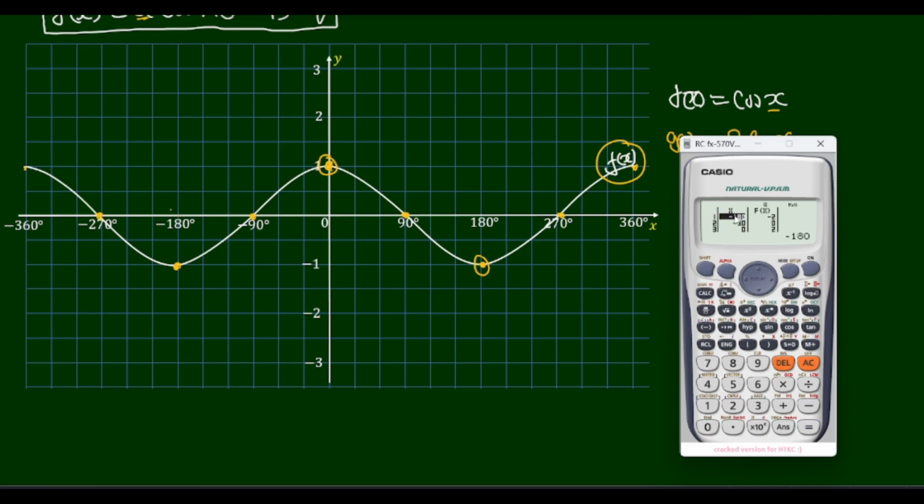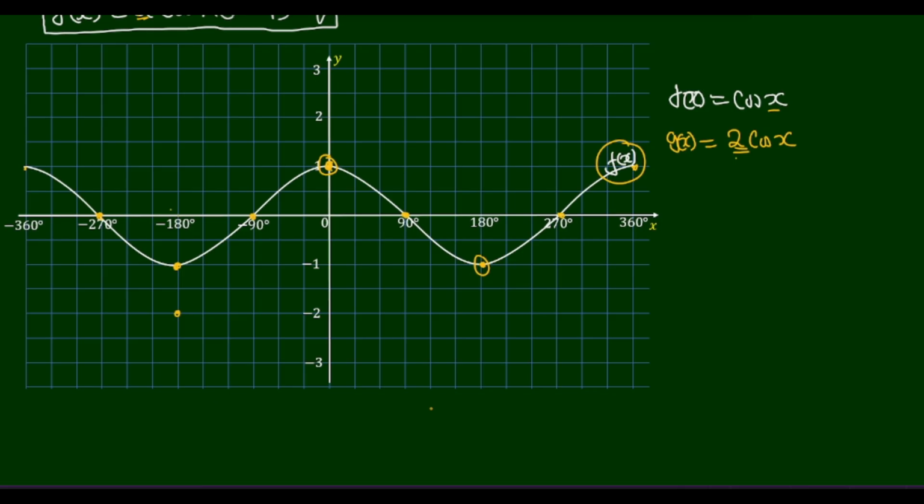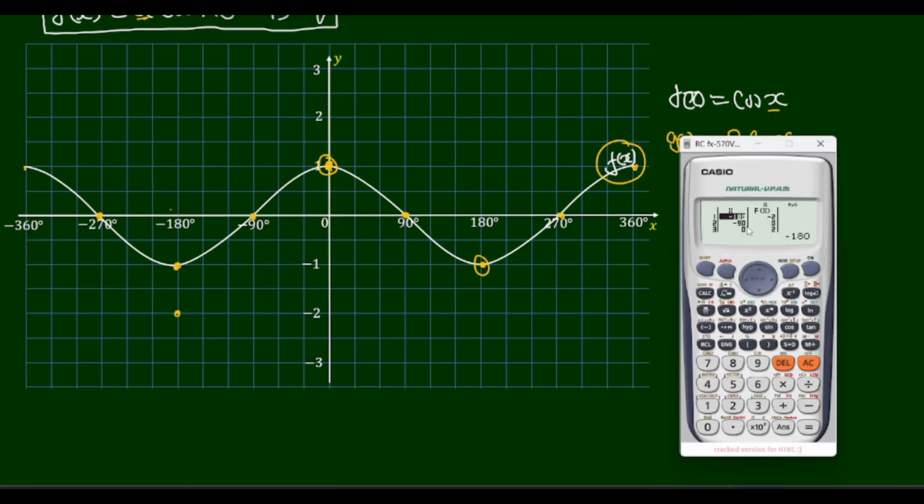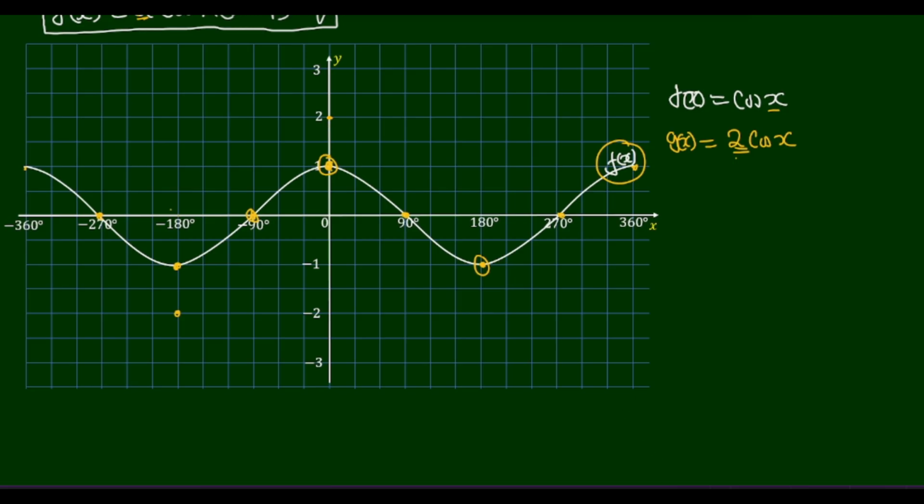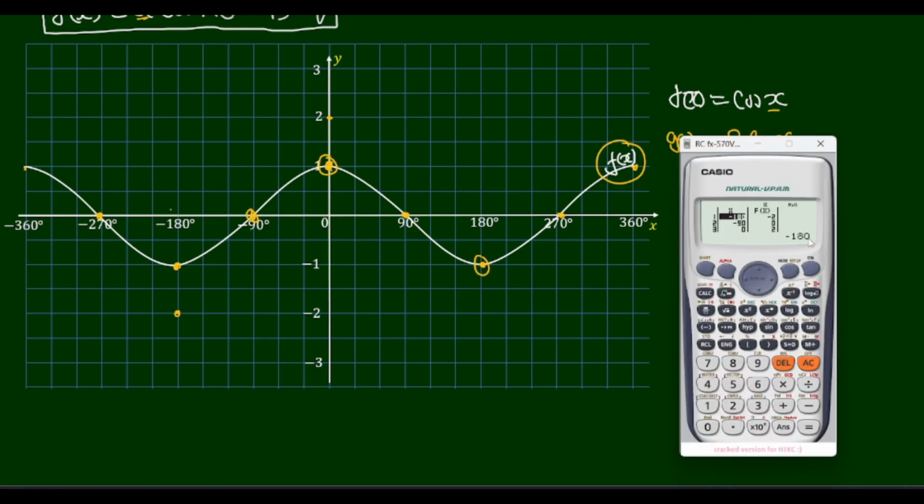You see that at negative 180 we have negative 2. That's where the graph is. Negative 2 is here. And then at negative 90 the graph is at 0, here. And then at 0 the graph is at 2, like that. And then what do we have here? Let's check.